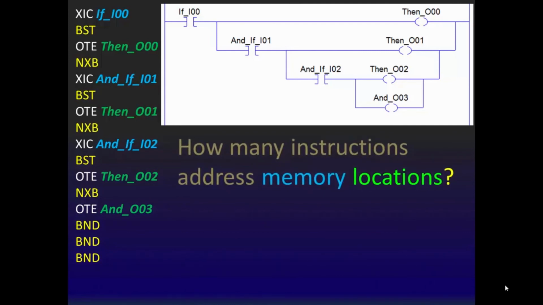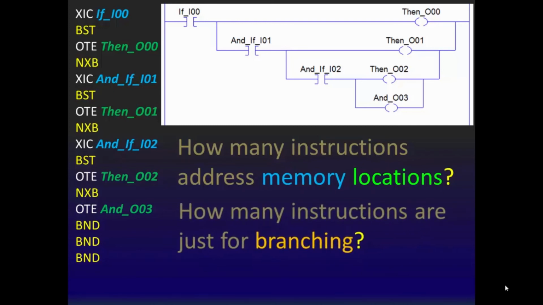Now, there's some instructions that imply logic. They're logical instructions. But how many instructions actually address memory locations? Well, that's an easy count. 1, 2, 3, 4, 5, 6, 7. How many instructions are just for branching? 1, 2, 3, 4, 5, 6, 7, 8, 9. So there's 9 instructions in this, if you want to call it a rung, that are just for branching.